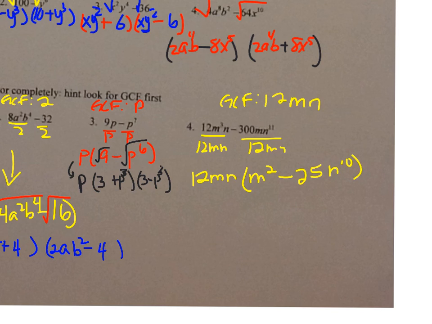All right, and then we do have a difference of 2 perfect squares inside the parentheses. So set up your parentheses. Bring down the 12mn. The square root of m squared is m, so it's going to be m plus, m minus. The square root of 25n to the 10th would be 5n to the 5th.